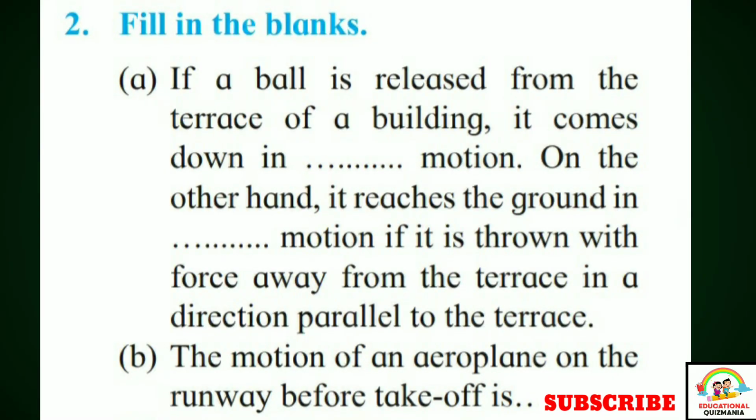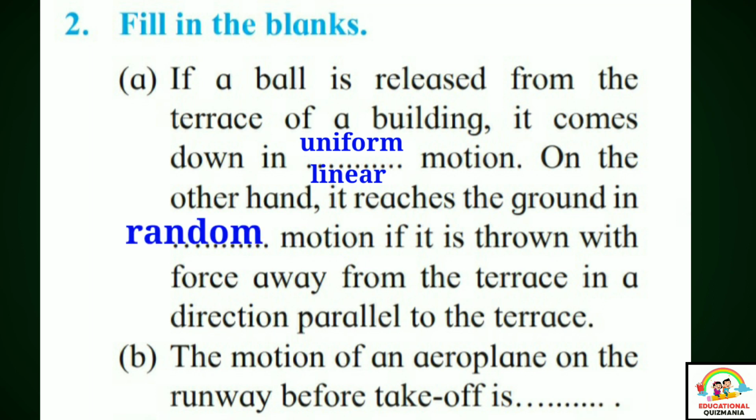Question number 2, fill in the blanks. A, if a ball is released from the terrace of a building, it comes down in dash motion. On the other hand, it reaches the ground in dash motion if it is thrown with force away from the terrace in a direction parallel to the terrace. Answer is uniform linear motion or random motion.